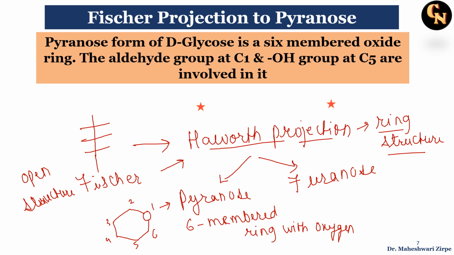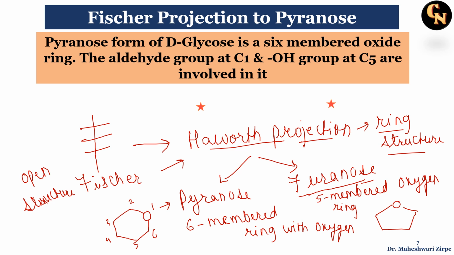And if you get a five-membered ring along with oxygen, then it will be called furanose. Furanose indicates a 5-membered oxygen ring, because you know that this is furan and this is pyran. So with oxygen, a 5-membered ring is called furanose, and this is pyranose.